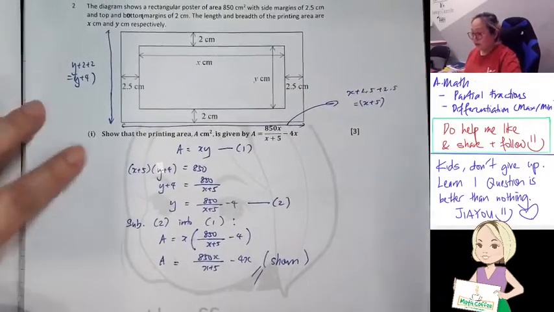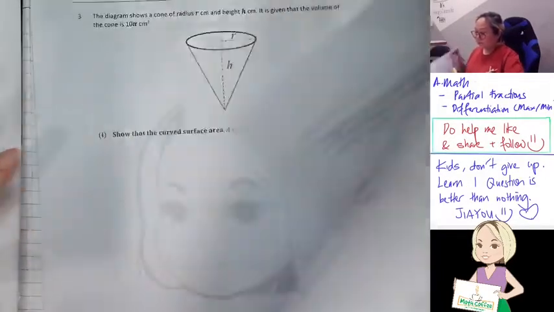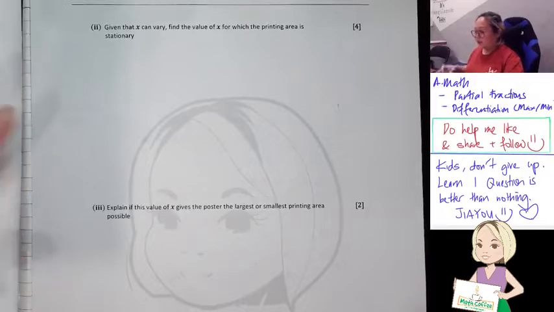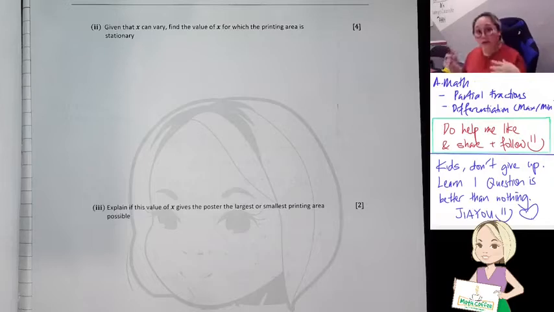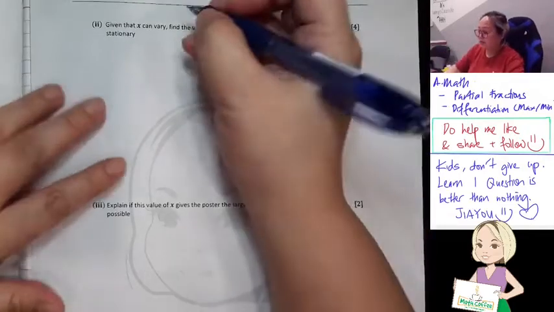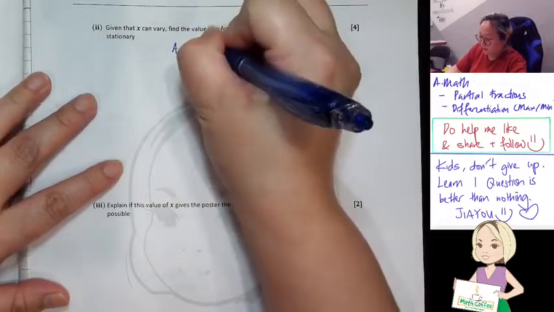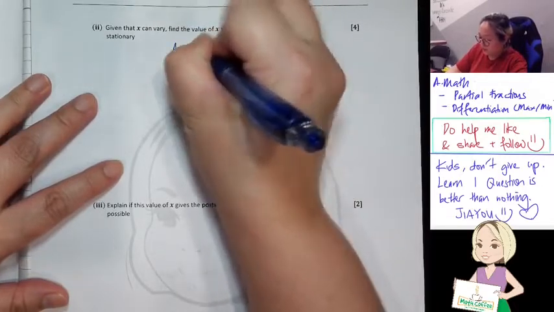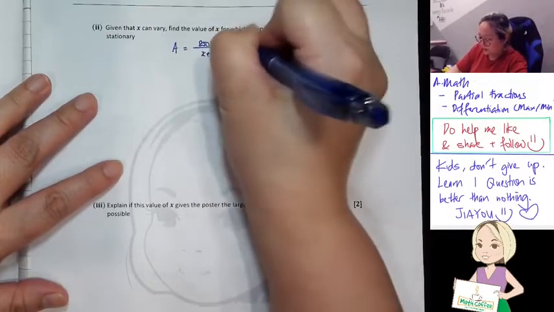So this is only part 1. Part 2. Same thing, they always ask the same thing. Now they say, given that x can vary, find the value of x for which the printing area is stationary. Again, they say stationary. So I already have my A in terms of x, right? So I'm going to write it here. So A is equals to 850x over x plus 5 minus 4x.